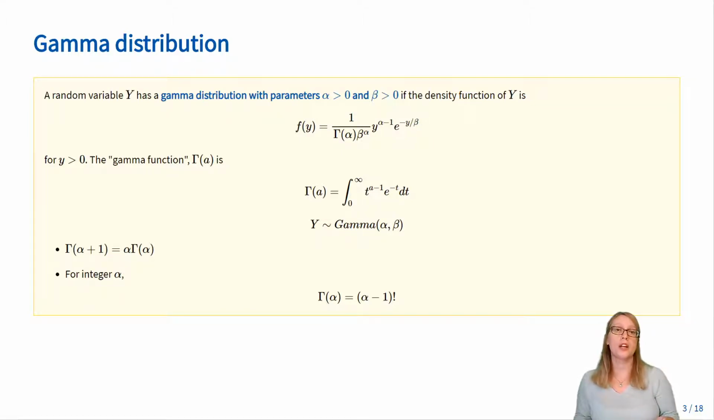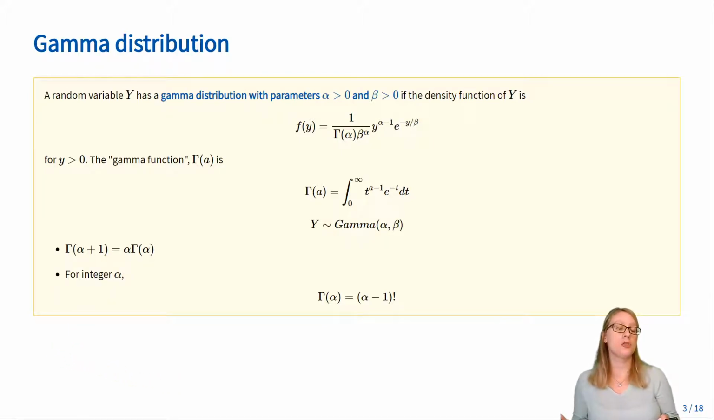Now, there are some shortcuts associated with this gamma function. Specifically, the gamma function evaluated at alpha plus 1 is just alpha times the gamma function evaluated at alpha. For any integer value, the gamma function is alpha minus 1 factorial. So we have some shortcuts for working with this gamma function. It turns out that we'll rarely need to work with it directly. Most of the time we'll be able to use one of these two shortcuts to simplify the gamma function.